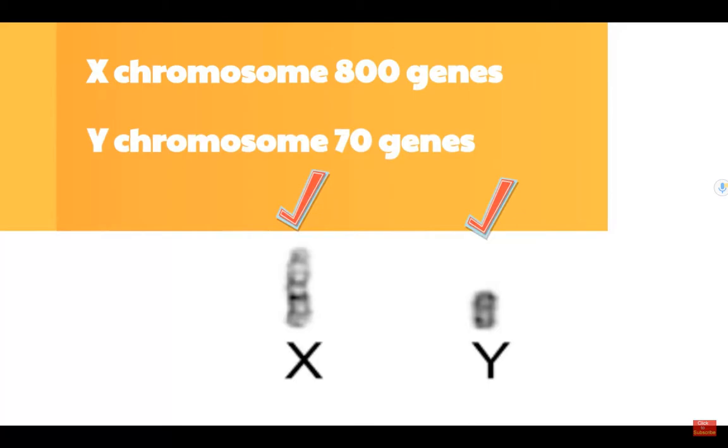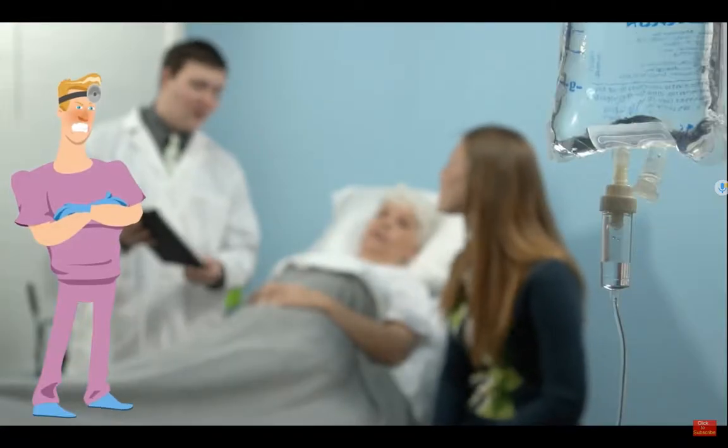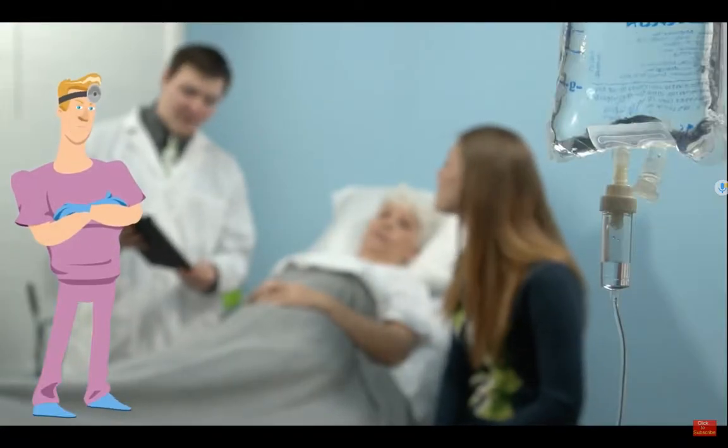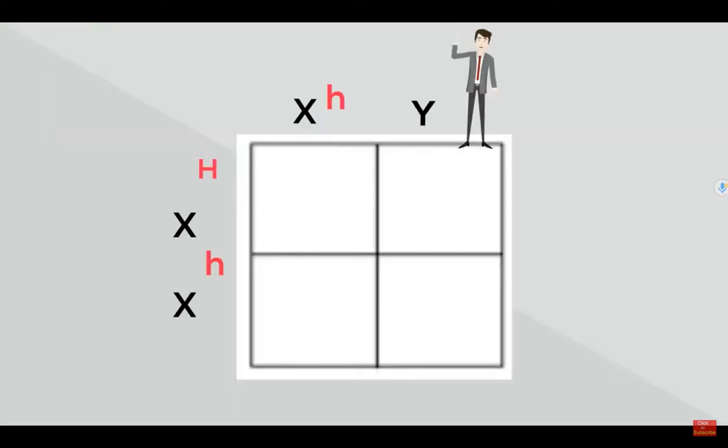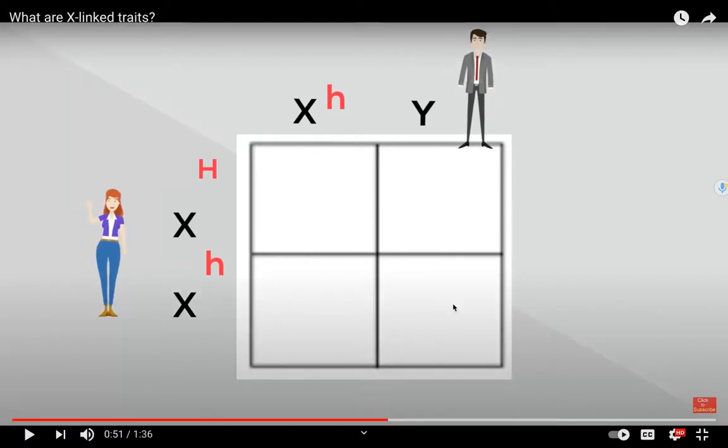Let's look at hemophilia, which is a recessive X-linked disease. Here's what the Punnett square looks like for a father who has the disease and a female who is a carrier.